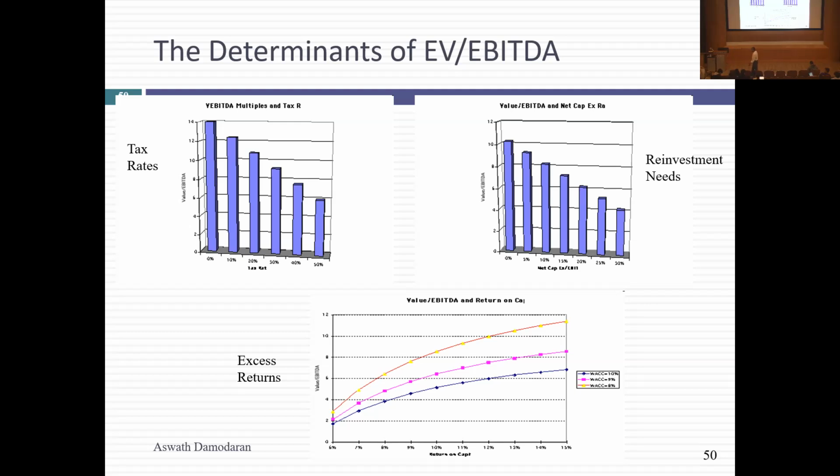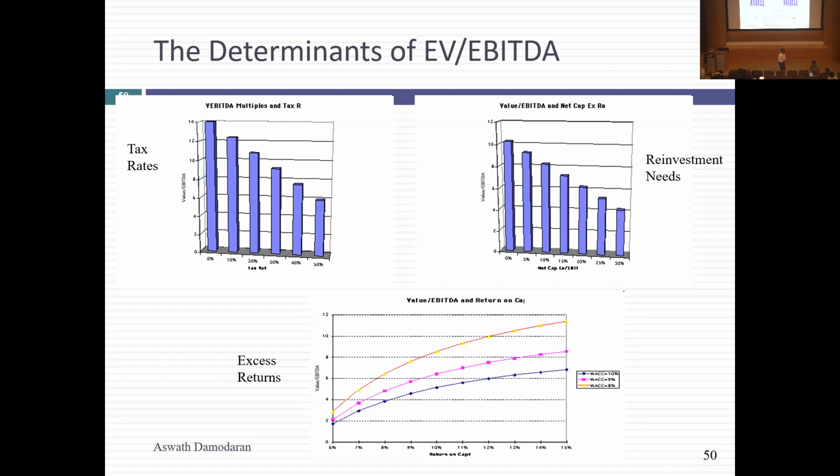If I hold my growth rate constant and increase my net capex as a percentage of EBITDA, in other words, I've got to reinvest more to deliver the same growth rate, my EV to EBITDA gets lower because I'm being less efficient about delivering growth. That's just another way of saying if my return on capital is higher, for any given cost of capital, I will pay a much higher EV to EBITDA for the company. Again, I'm providing backing for that pricing that you did.